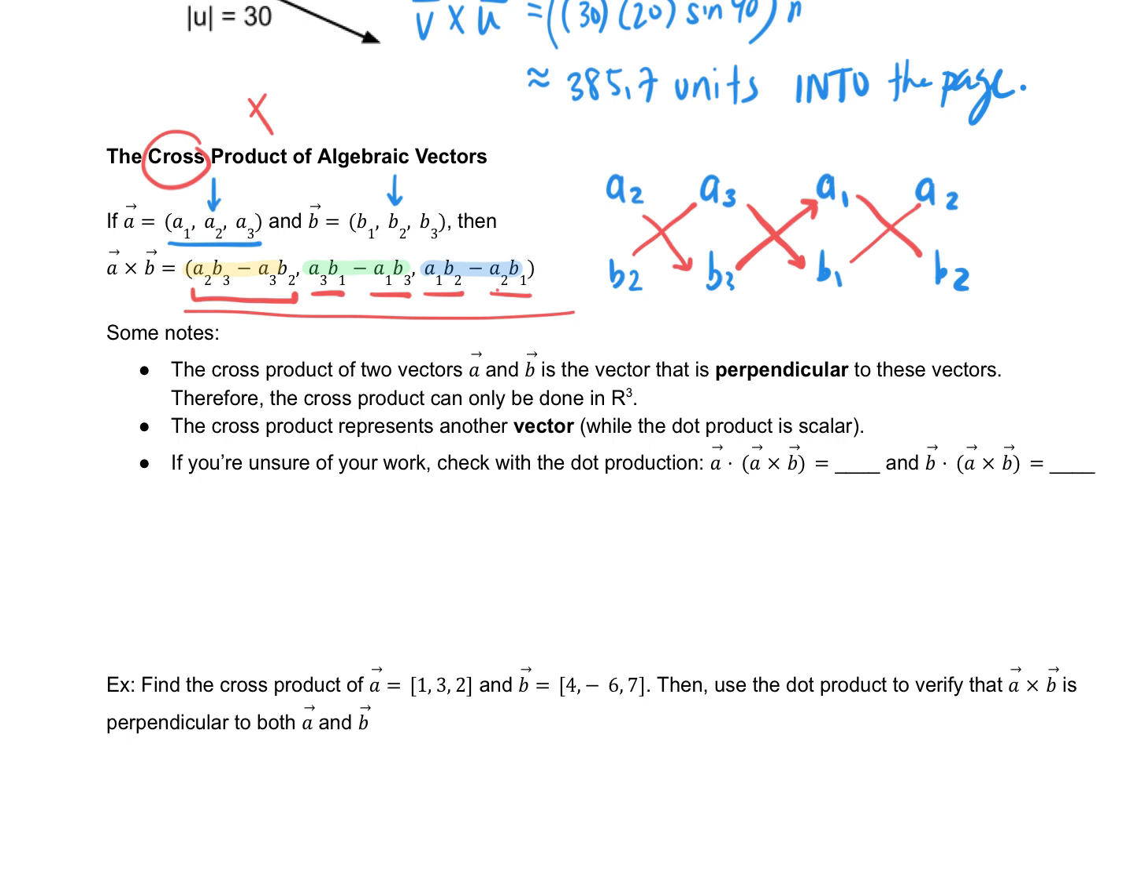And finally, let's say you're not too sure if you set up your cross product correctly. You can always check your work. If you take the dot product between one of your vectors and what you think is the cross product, you should get 0, because this should be perpendicular to both A and B. So A dot the cross product, like with the dot product, is going to be 0, and B dot the cross product will also be 0. Just a nice little way for you to check your work.